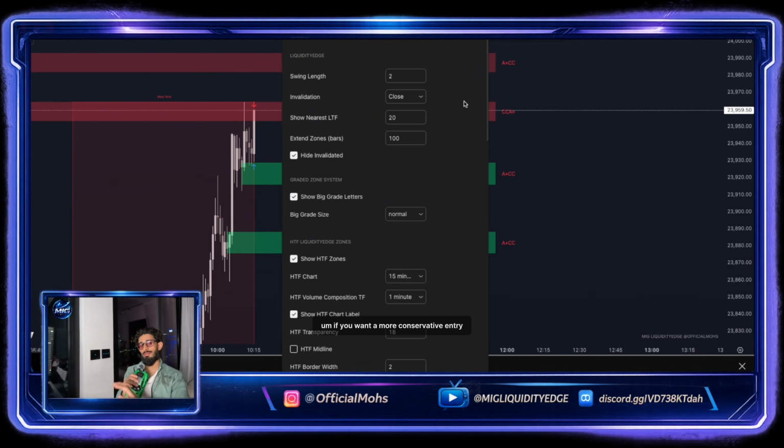If you want a more conservative entry, you change that swing length to 5. There's more collated data within that specific zone that is created. You'll find less on your chart, but they will provide further conservative entries.